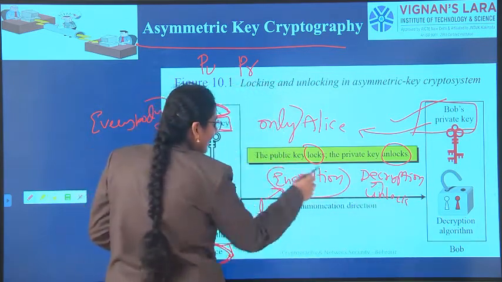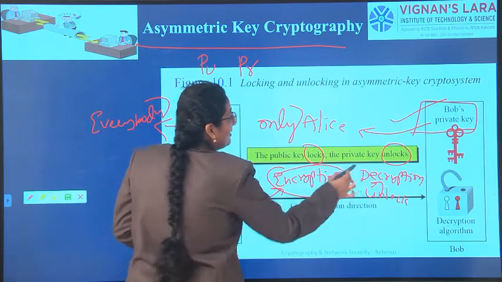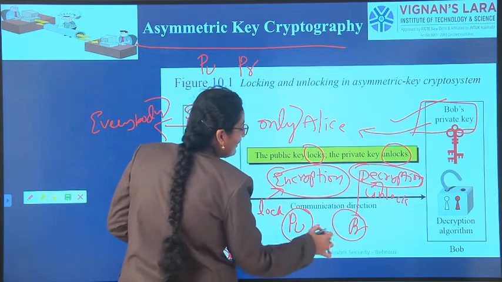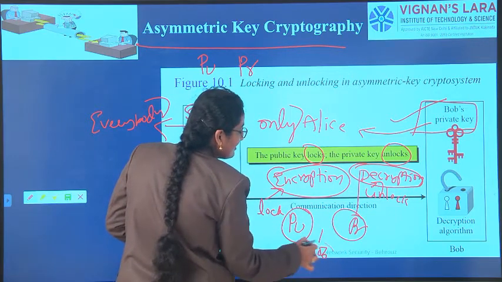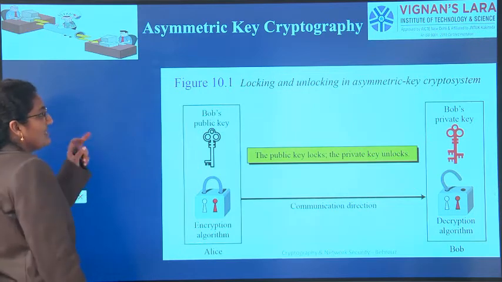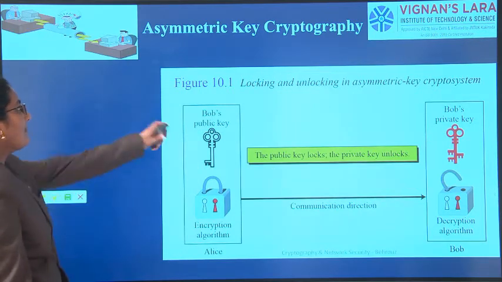So for encryption we are using the public key. For decryption we are using the private key. This public key and private key are both Bob's only, meaning the sender's public key and the sender's private key only. So this is what is happening in asymmetric cryptography.